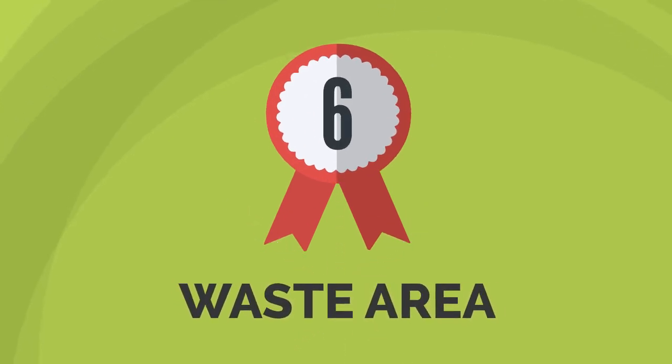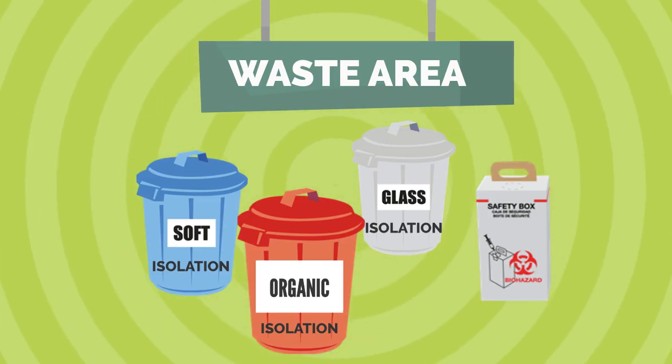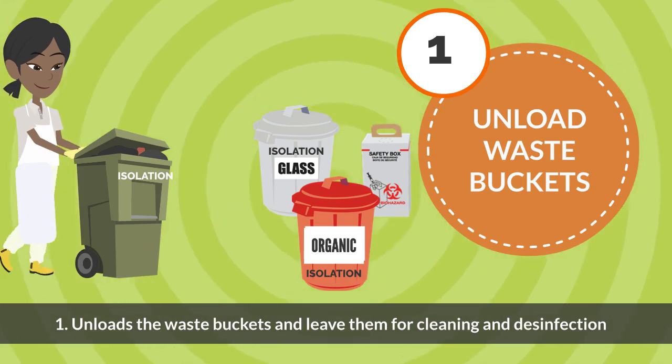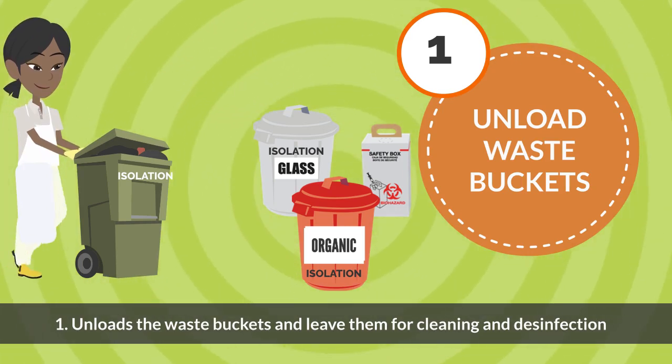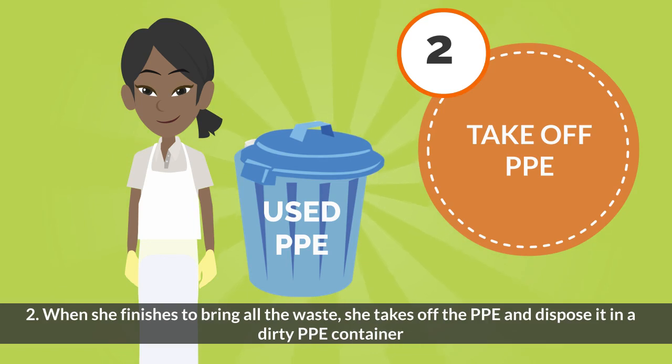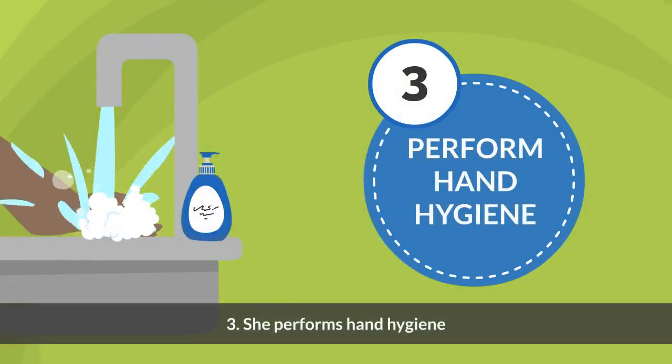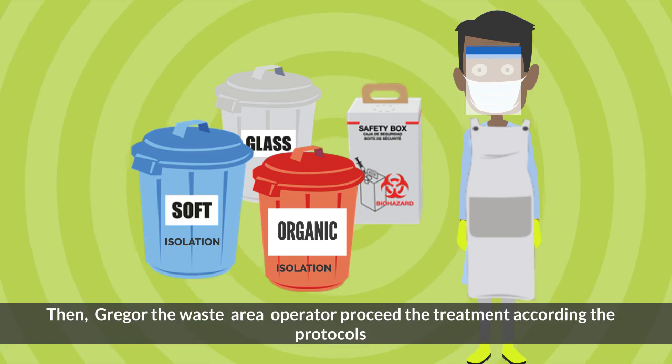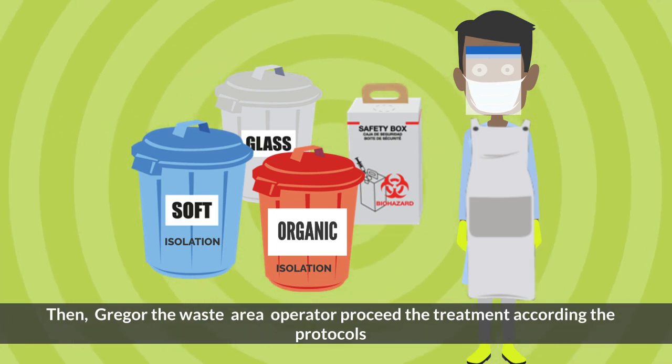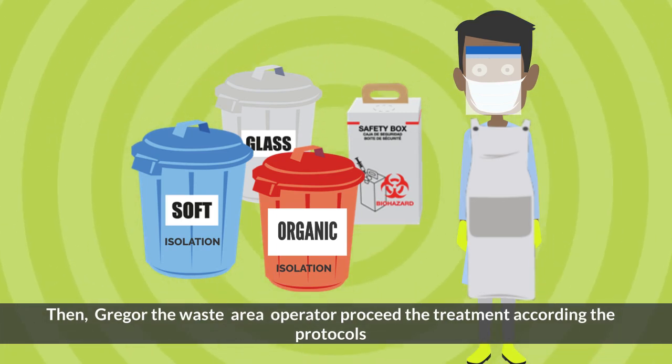Step 6. Waste area. In the waste area, Mara 1. Unloads the waste buckets and leaves them for cleaning and disinfection. And 2. When she finishes bringing all the waste, she takes off the PPE and disposes of it in a dirty PPE container. And 3. She performs hand hygiene. Then, Gregor, the waste area operator, proceeds with the treatment according to the protocols.